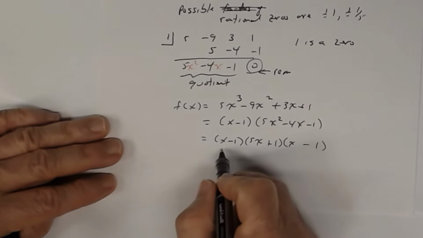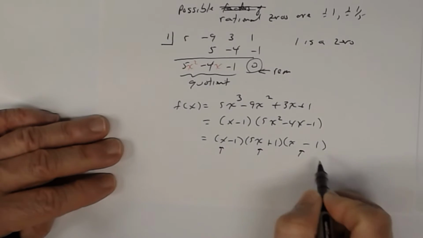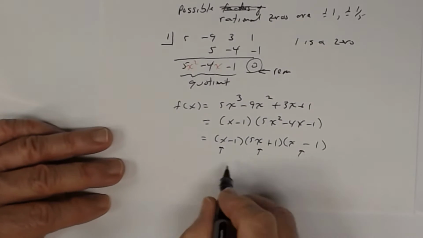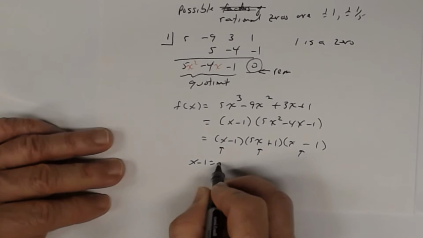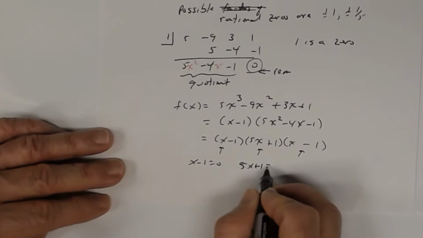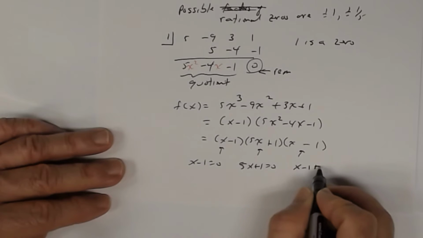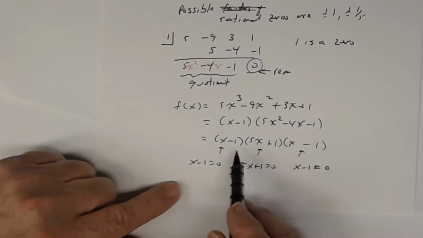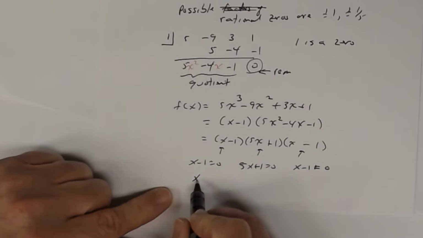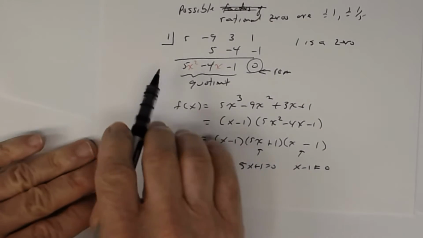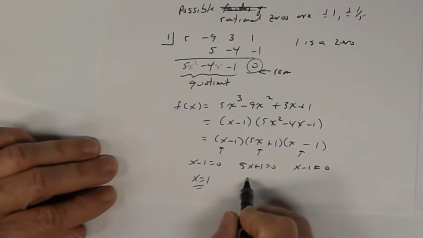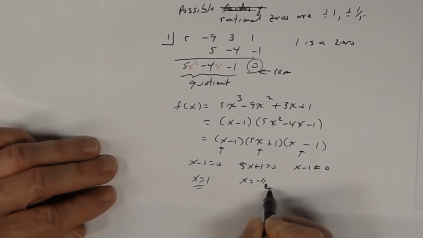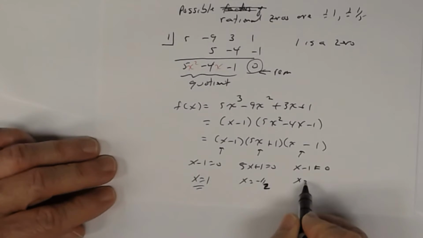And so to find the zeros, I set each one of these equal to 0, using the zero factor property. And so I get x minus 1 equals 0, 5x plus 1 equals 0, x minus 1 equals 0. You see these right here? X minus 1 occurs twice as a factor, right? So we get x equal 1, that's a 0. We already knew that, right? And over here, x equal negative 1/5. And over here, x equal 1.